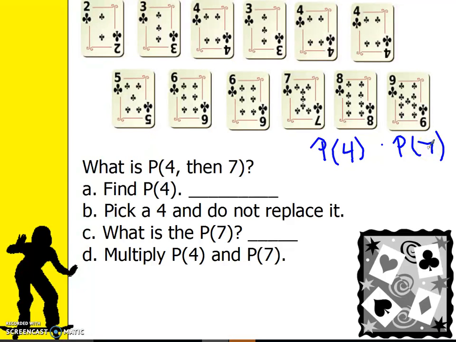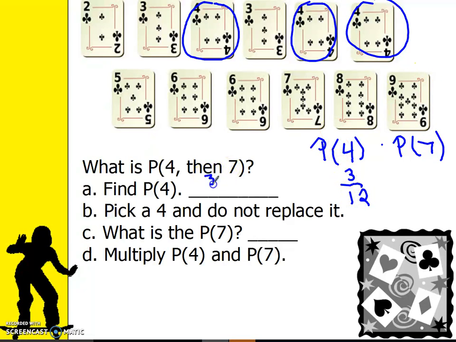Okay, so for the 4s, we have 1, 2, 3 4s. So 3 out of 1, 2, 3, 4, 5, 6, 7, 8, 9, 10, 11, 12. So the probability of 4 is 3/12. Okay, we did not replace it, so one of those went away. Now what's the probability of getting a 7?